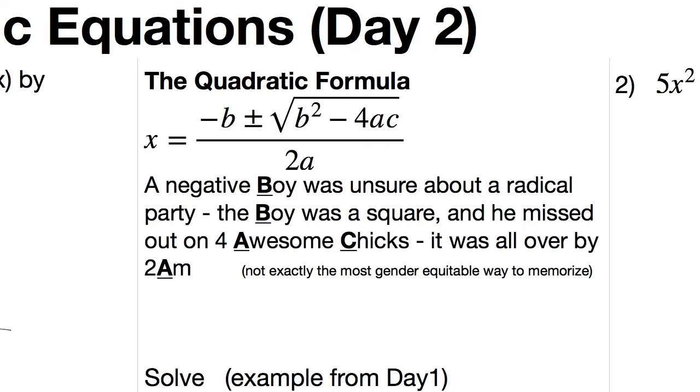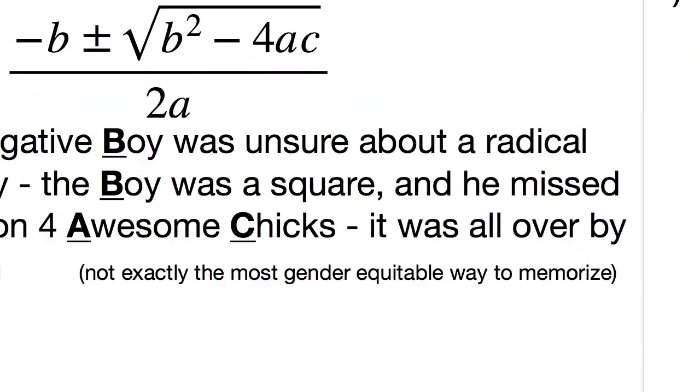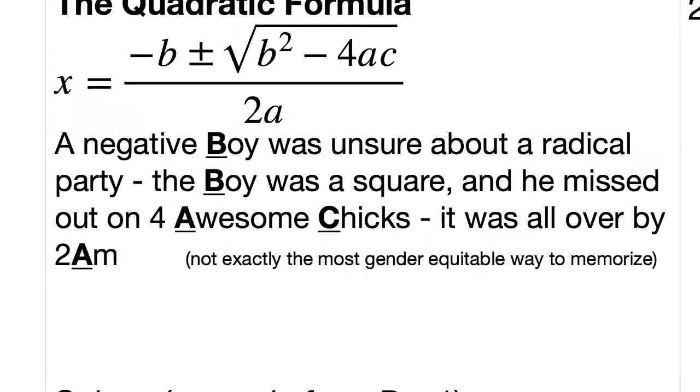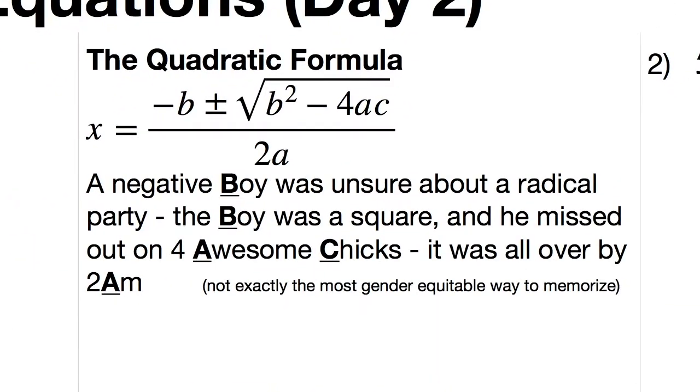If you memorize things by stories, you can think of this story. A negative boy was unsure about a radical party. The boy was a square, and he missed out on 4 awesome chicks. It was all over by 2 a.m. Well, and when we say chicks, what we really mean is baby chickens that have just hatched. Who am I kidding? This is not exactly the most gender equitable way to memorize, but if this works for you, then you can use it.